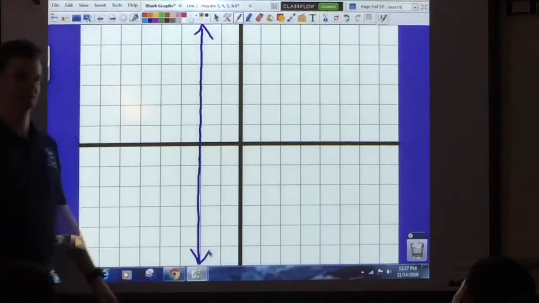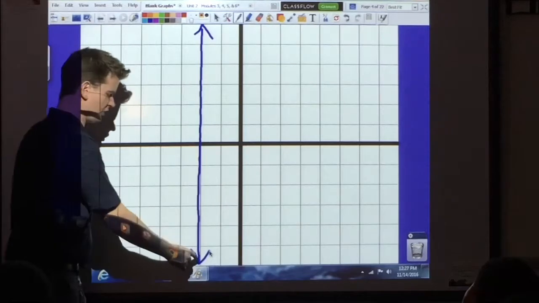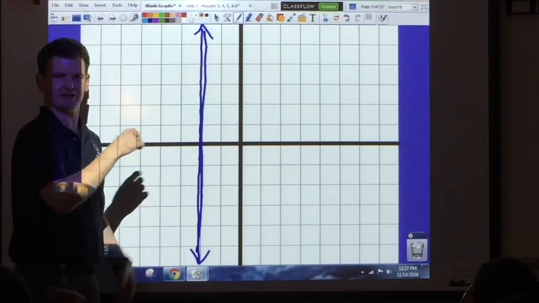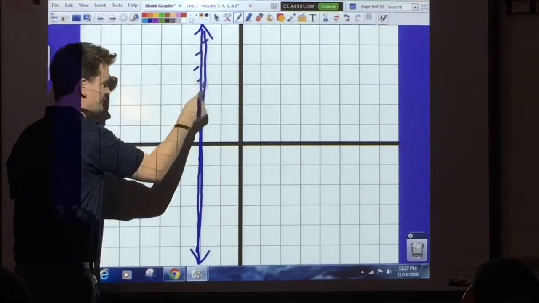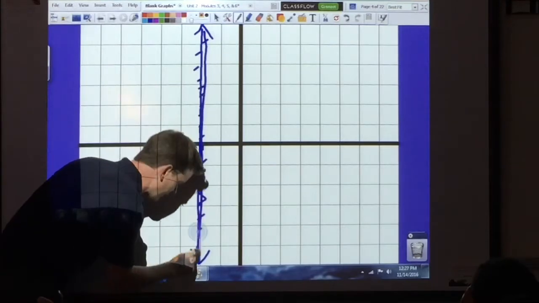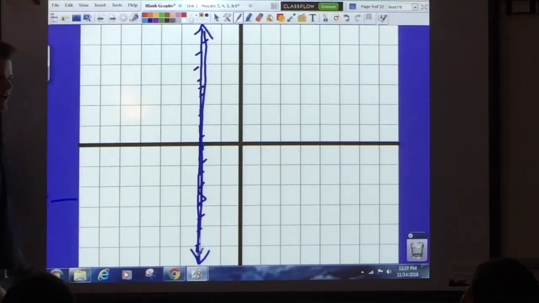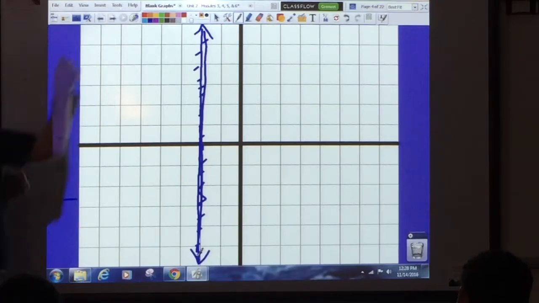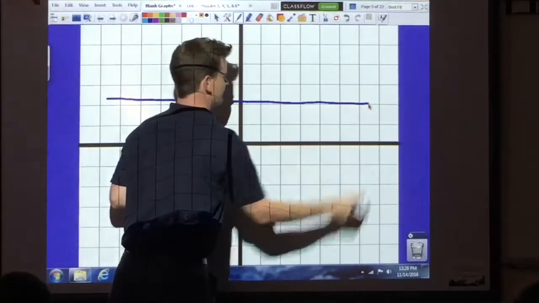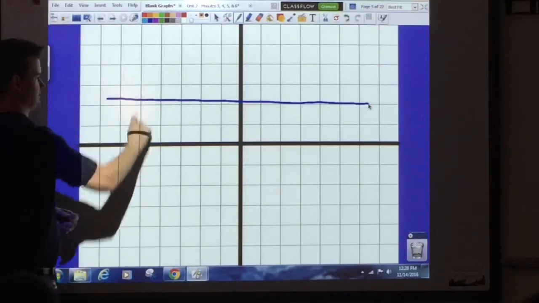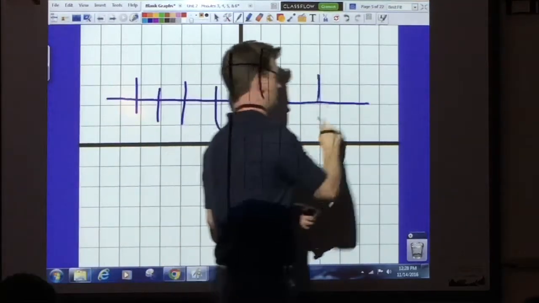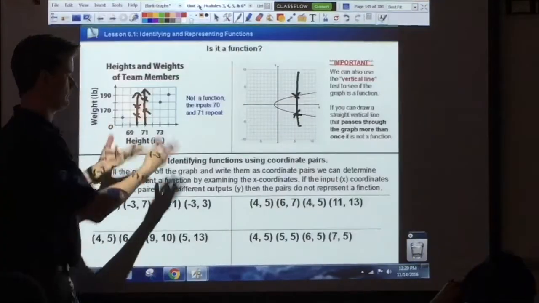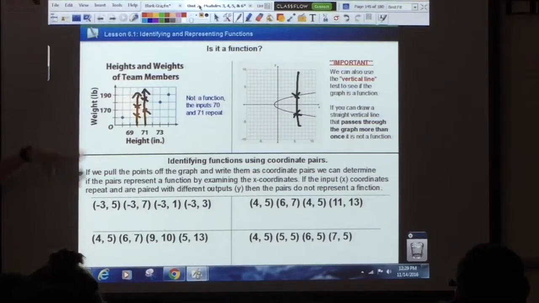What about, here's my favorite, a vertical line. Is that a function? No, because if you draw a vertical line, look, it fails an infinite number of times. It fails from negative to positive infinity. That is literally the worst line to choose ever. What about this one? Is that a function? Yes, because it passes from infinity to infinity. Boom. Okay. Down to the bottom of the page.